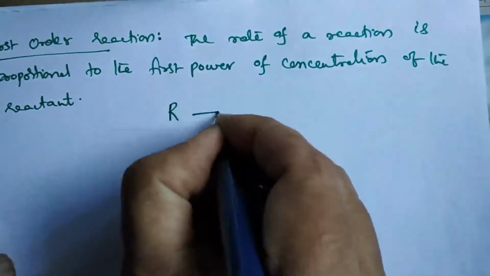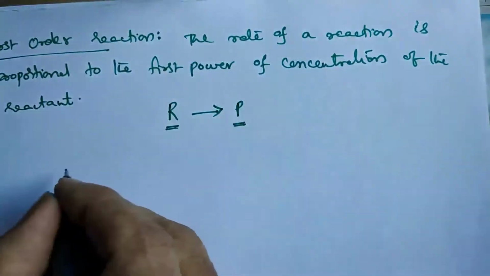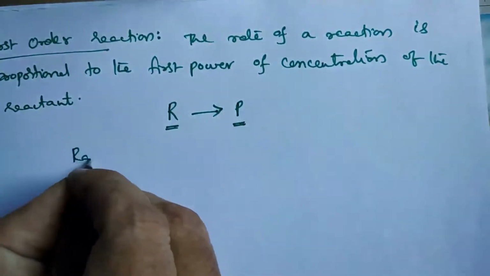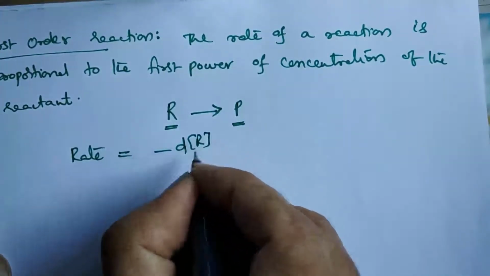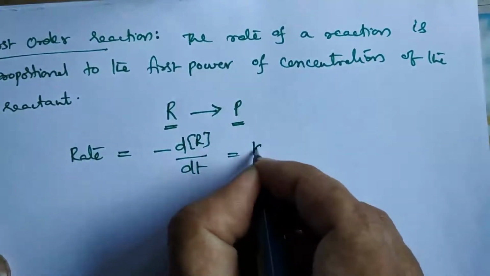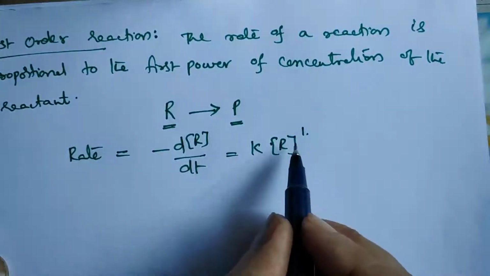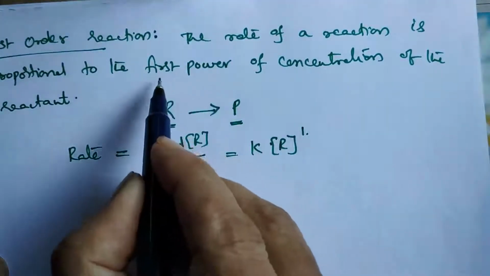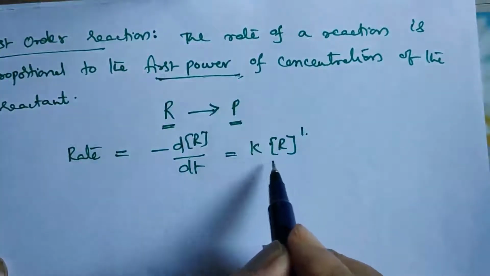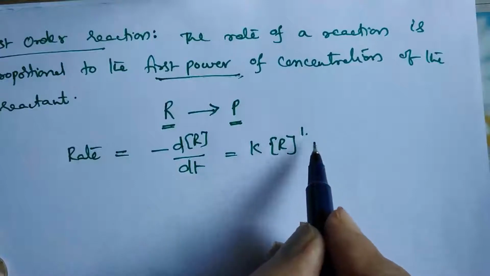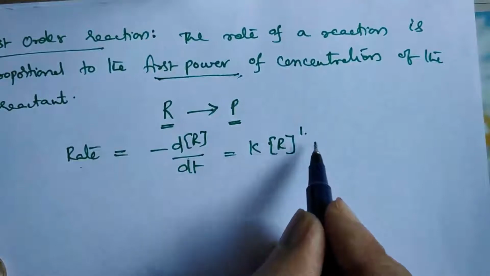Consider a chemical reaction that gives the reactants gives rise to the products. R is the reactant and P is the product. So rate is equal to, in the same way, rate is equal to minus dR by dt is equal to k into R to the power of 1. That means the first power of the concentration. So it is written as k into R to the power of 1. Rate is equal to minus dR by dt, that is equal to k into R to the power of 1.